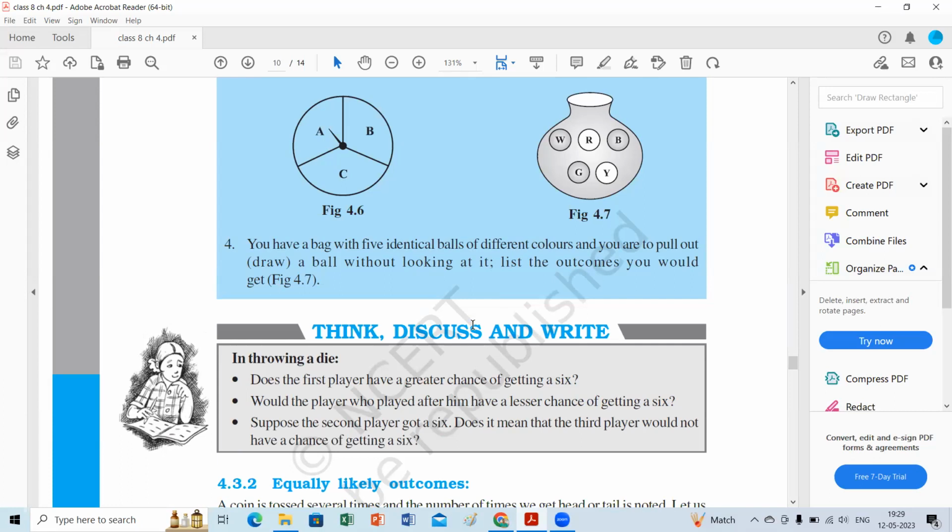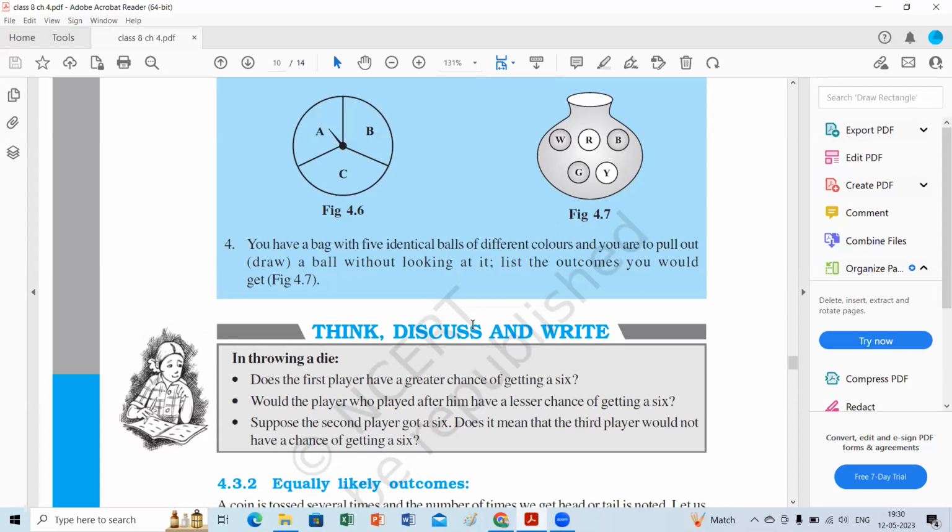In throwing a die, does the first player have a greater chance of getting a 6? In throwing a die, this is one practical. You have a die, children, you can take it. Does the first player have a greater chance of getting a 6? It may or may not be, ma'am. May or may not. Surely the first child gets a 6? No, ma'am. May or may not.